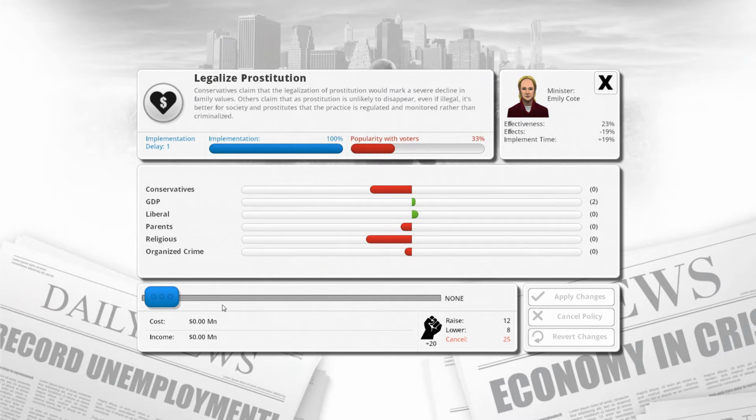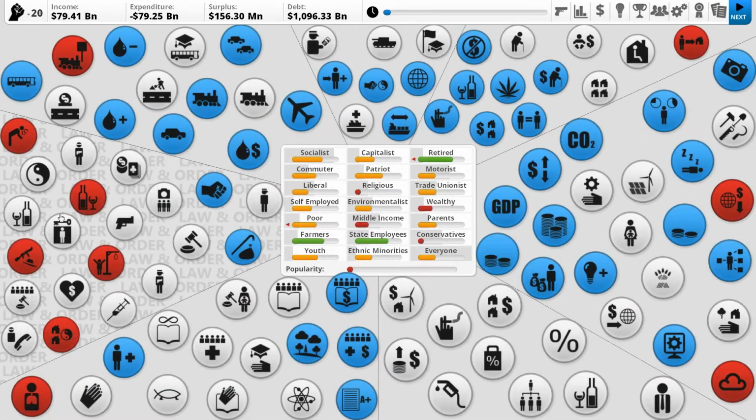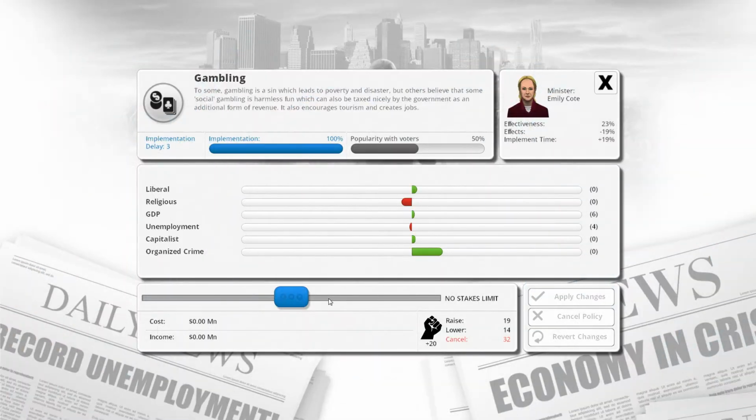Now, can we legalize prostitution more this turn? That's not especially popular with voters because of the number of conservatives, but I don't have enough to cancel that policy yet. What about, do we have gambling in Canada? We do. And currently it's a no stakes limit. That raises organized crime quite a bit, however. So we're going to lower that, which is going to piss off the Liberals a bit. And yeah, let's just lower it anyways.